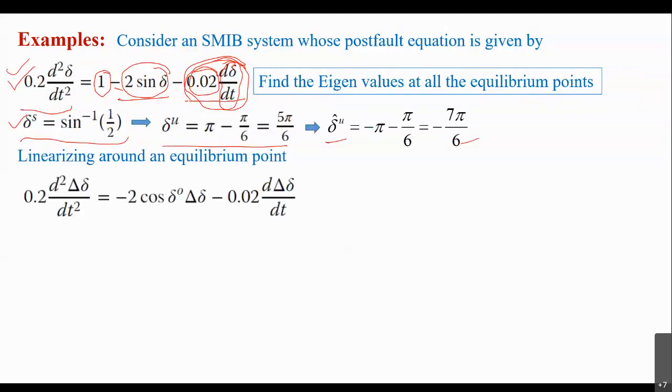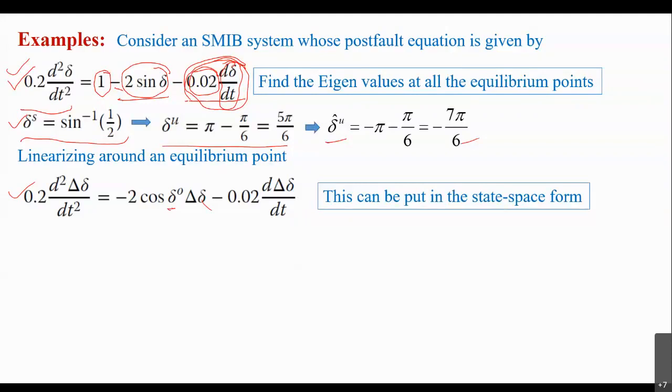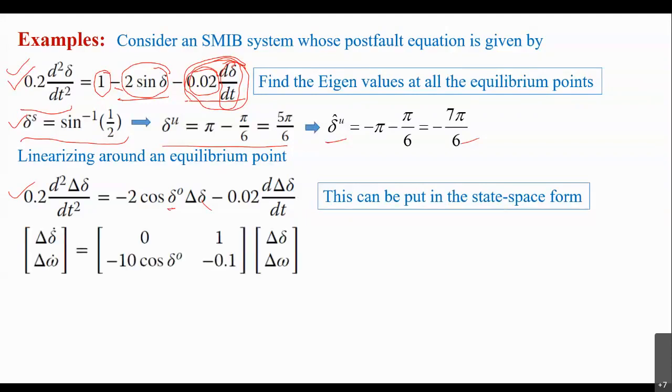By linearizing, we'll get this equation: 0.2 d²δ/dt² equals minus 2 cos δ0 times Δδ minus 0.02 dΔδ/dt. So δ0 is nothing but the initial point, right? Where the values are calculated, or the partial derivative is calculated. So this can be put in the state space form easily, right? We can write these equations in the state space form because we know that δ dot is equal to Δω, and the other equation is this. This is equation 1, and the other equation is this.